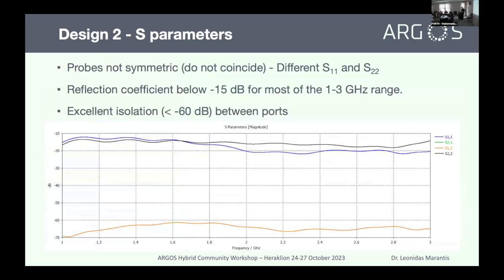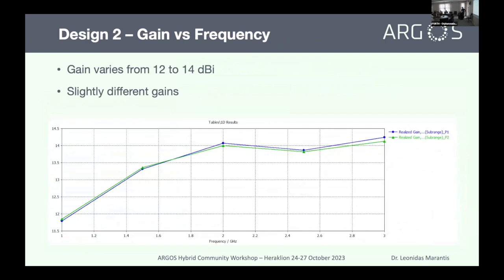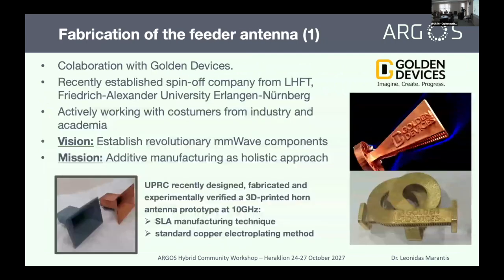This is the S11 again. We can see we are below minus 14, minus 15 dB for the matching, and very, very good isolation below minus 60 dB between the two ports. And here you can see again the gain versus frequency. It's a bit more flat than the previous design, achieving a gain from around 12 to 14 dBi.